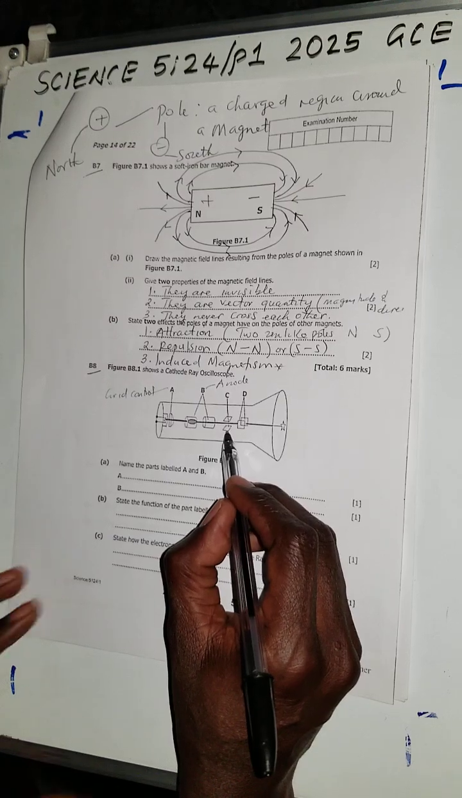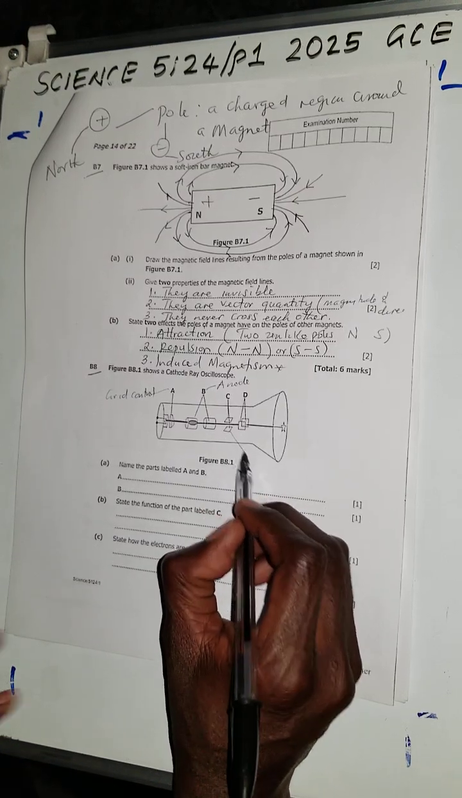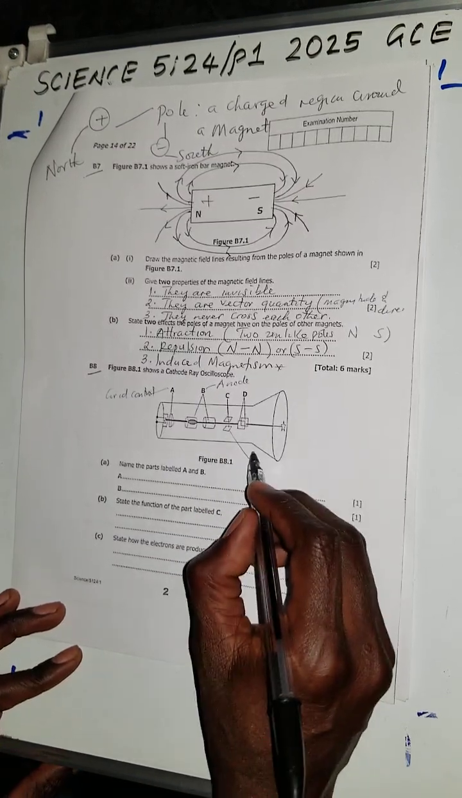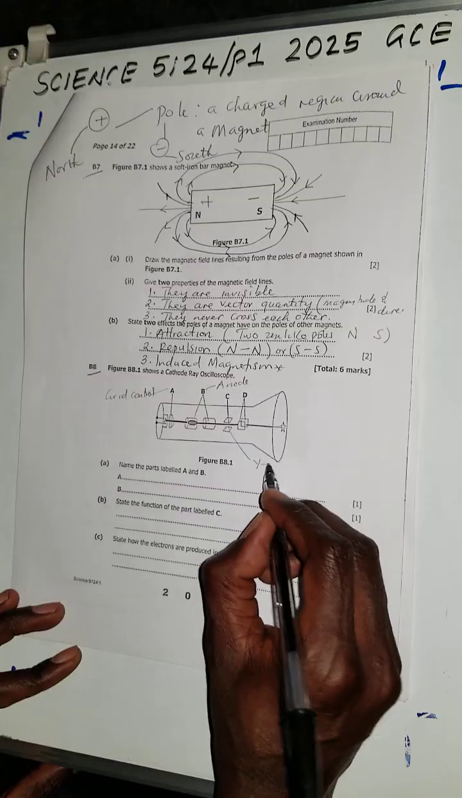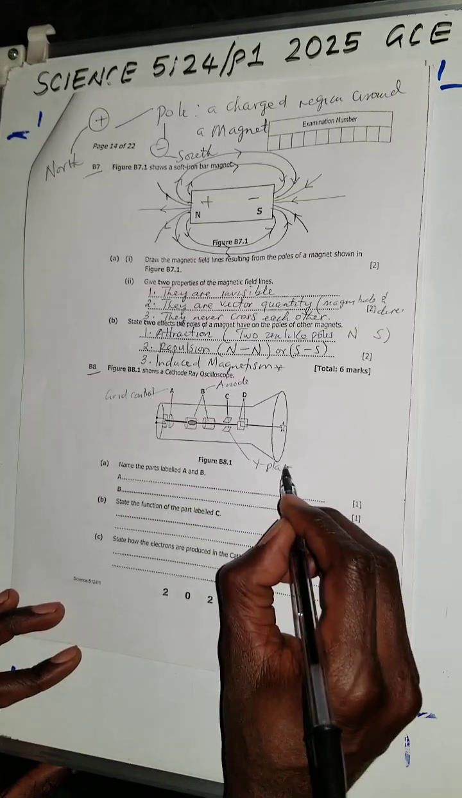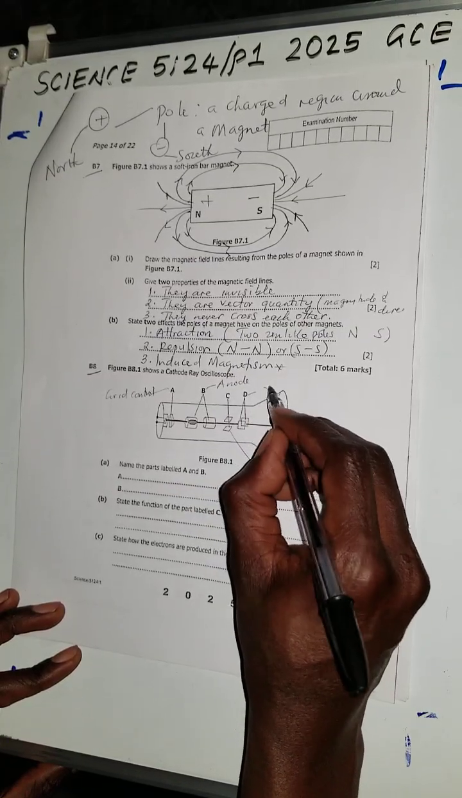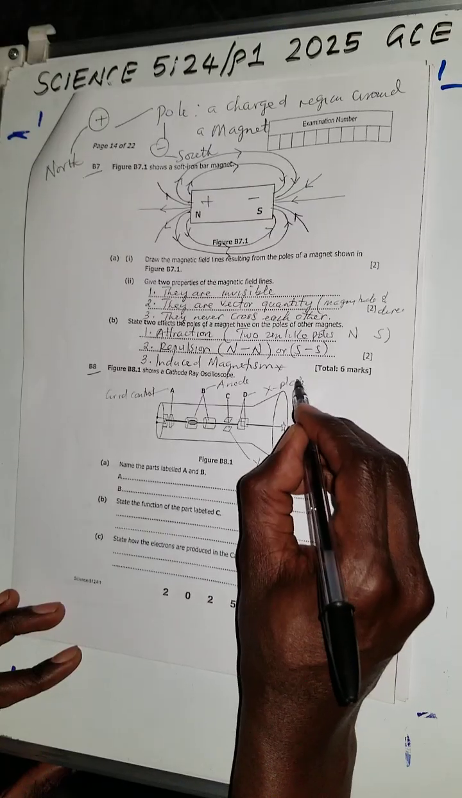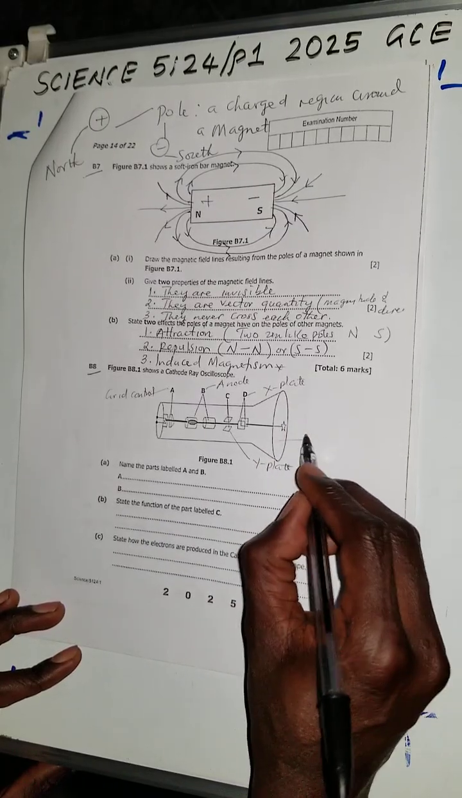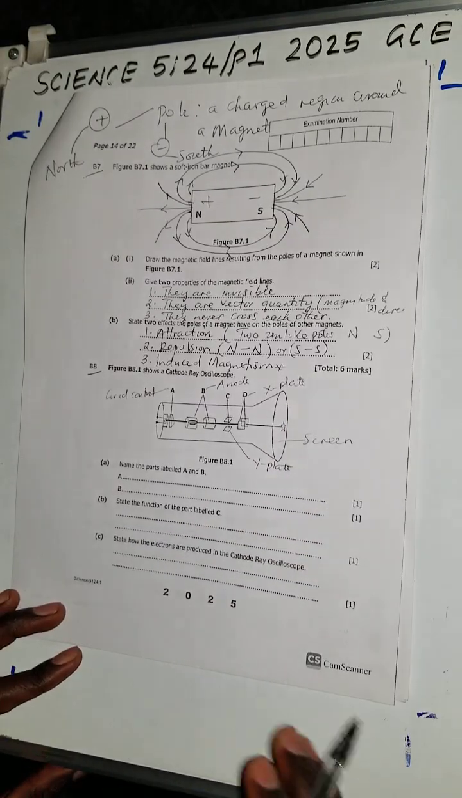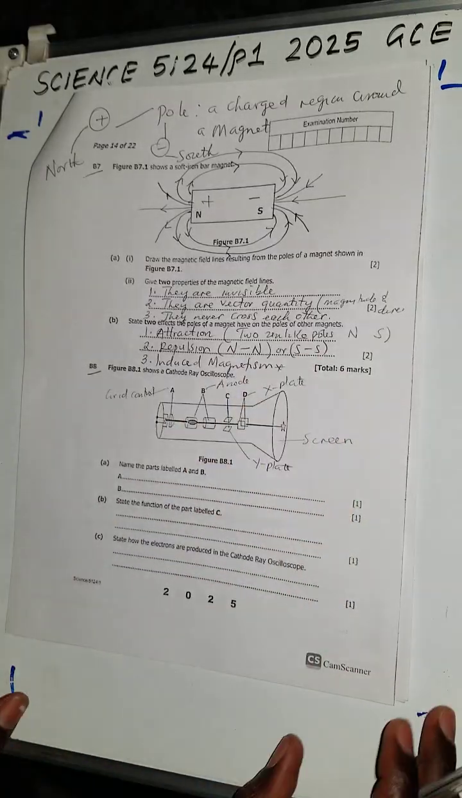Then if you look at C, that C is representing what we call the Y plate, and D is representing the X plate. And of course, what you see there is actually the screen. I hope you can watch my videos, then you'll be able to see this.